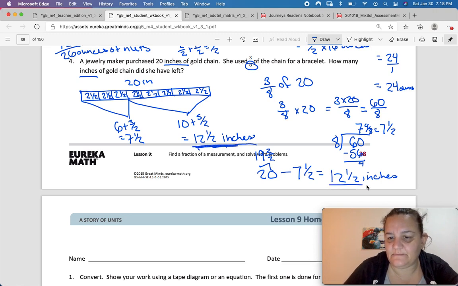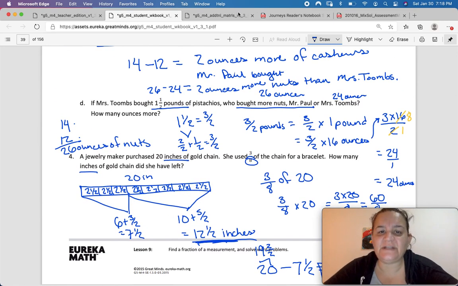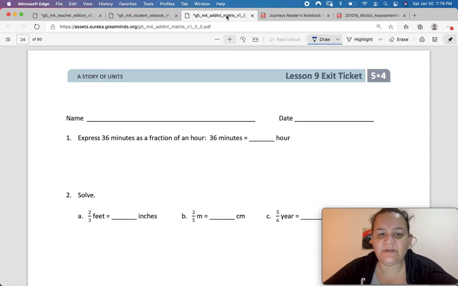Same answer. How many inches of gold chain did she have left? 12 1/2 inches. Here I used a tape diagram. Here I used an equation. Your choice. Okay, when you finish that, do your exit ticket.